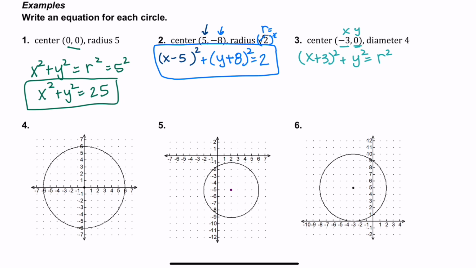Now, my radius is not given. I am given the diameter, though. Now, if I have a circle, the diameter is all the way across the whole circle. So the whole thing is 4, so the radius would be 2. Radius is the distance between the center and the edge, where diameter is across the whole circle. So my diameter is 4, my radius is 2, so 2 squared is going to give me a 4. So I'm going to have x plus 3 squared plus y squared equals 4.